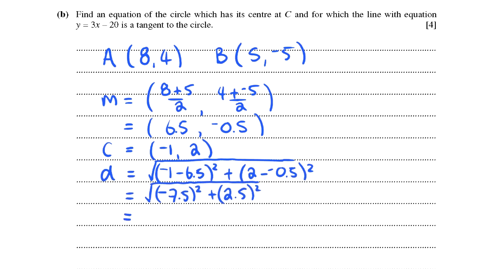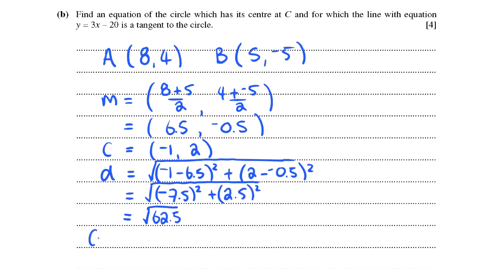And with the calculator, that's going to equal the square root of 62.5. We should leave it like that because that's the radius. And when we write the equation of the circle, we use r squared, so the square root is going to disappear. So it just makes a lot more sense to just leave it as it is.